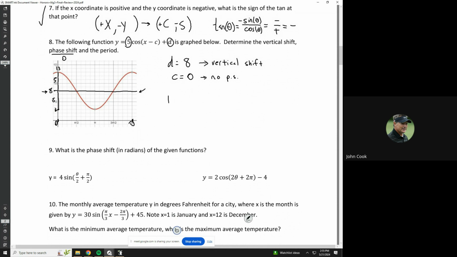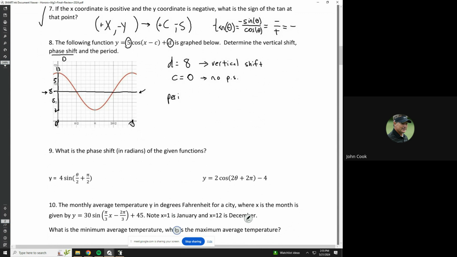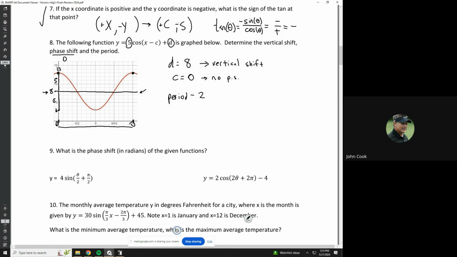So the period, and remember that the period is how long it takes to go from peak to peak, that length on the x-axis. And that goes from 0 all the way over to 2 pi. So 2 pi is going to be the period for this one. Okay, so those are all 3 of those ones. It's basically just looking at the transformations that happen with the function.